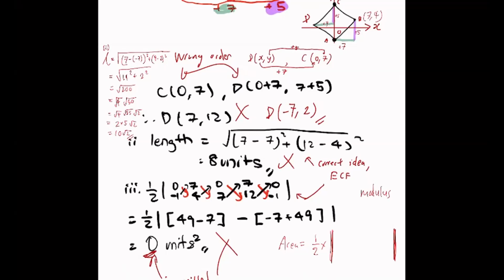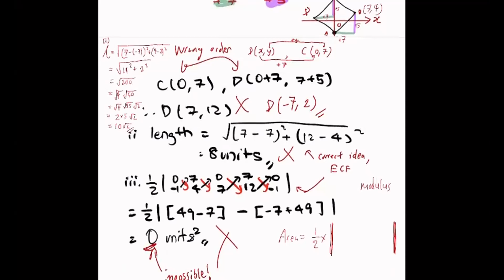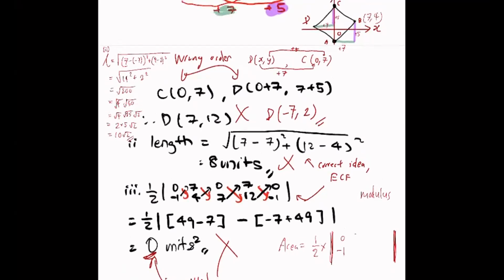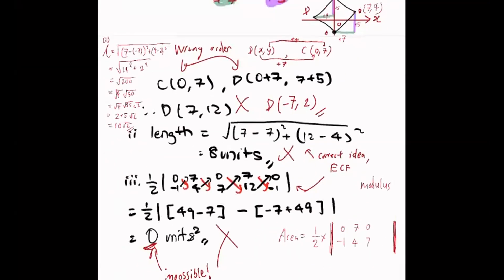Okay, so let's just do that. So A in this case, what's the coordinates? 0, -1. So you write down 0 on top, -1 below. X is always on top, Y is below. Next, point B is 7, 4, so 7 on top, 4 below. C is 0, 7, so 0 on top, 7 below. Finally, D is -7 and a 2 below.